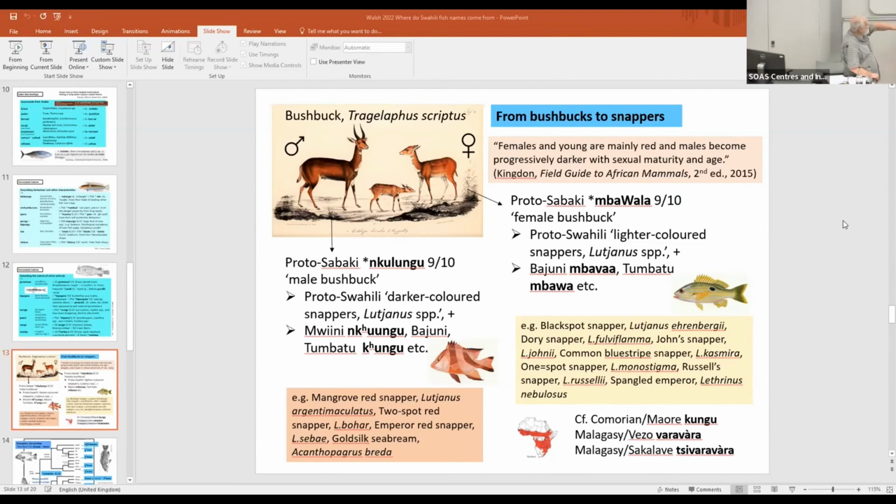And these names have been carried, I think, as loanwords onto islands. Well, I guess it includes Zanzibar as well, but onto islands, the Comoros, Madagascar, where there are no bushbuck. Nobody would know that connection anymore. These are words that originated on the mainland. There are no bushbucks present on the islands off the East African coast.